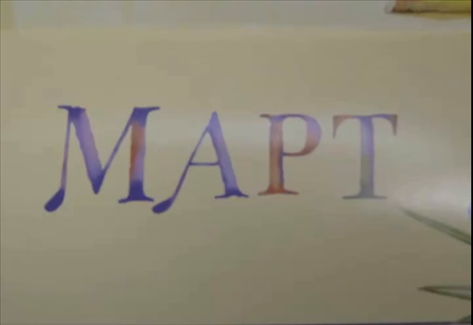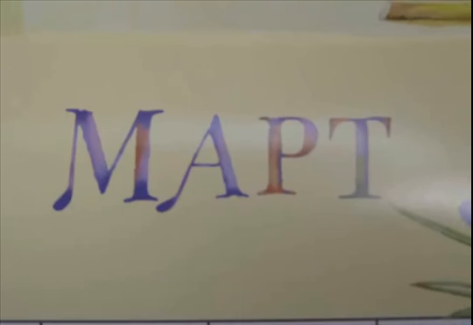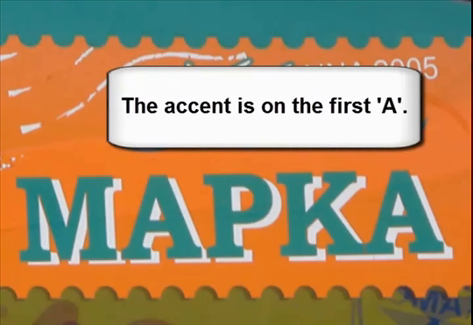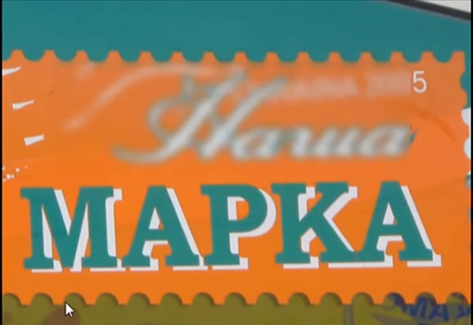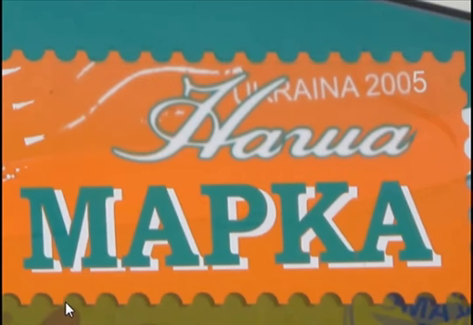Mart, that means March, the month. Март. Starting here, marka, that's like a mark, a trademark, or a stamp. Марка. I want you to hit pause now as you try to read these. The accent is on the O in each word.